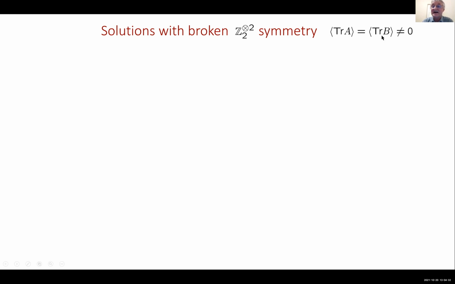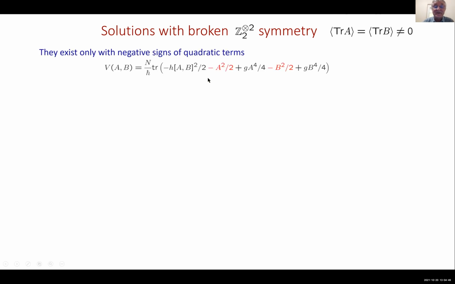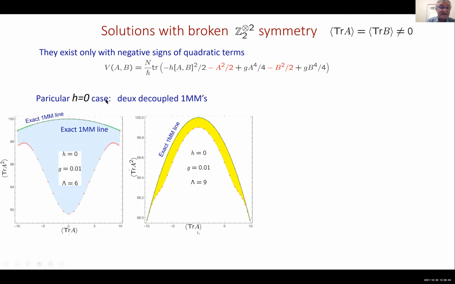And now, probably the most interesting case: the solutions with broken Z2 symmetry. Namely, you have trace A and trace B non-zero, like in the one matrix model. I showed what it means. You have unequal numbers of eigenvalues of A or of B in various wells of the potential. And for that, as in the one matrix model, we flip the signs of the quadratic terms, so we have double well potentials for both matrices. And now we analyze first the H equals 0 case, the exactly solvable case, which is two decoupled one matrix models.